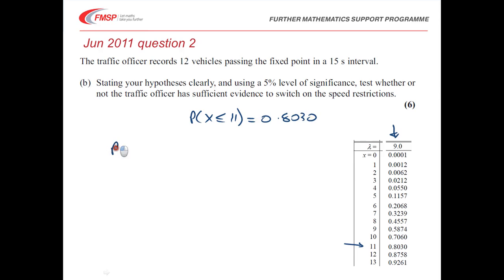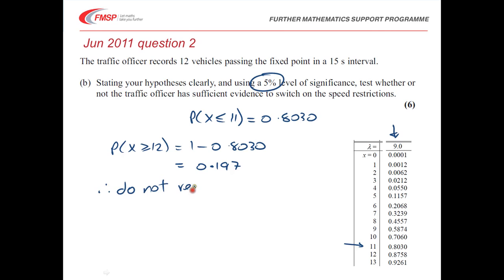So the probability of x being greater than or equal to 12 is going to be 1 minus that, as we stated previously. So that's going to give me 0.197. What this is claiming is there is roughly 20% of data above your test statistic. Therefore, you cannot be in the top 5%. That's the level of significance. Therefore, you are not in the critical region. So therefore, we do not reject H0.